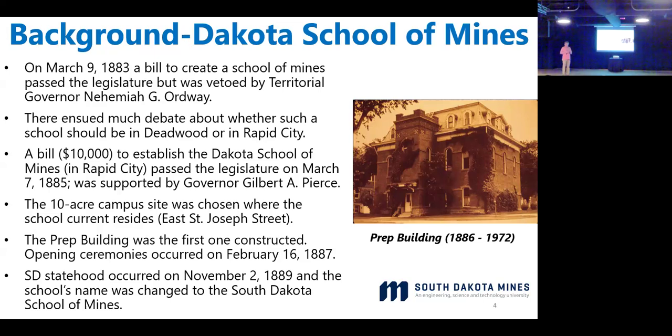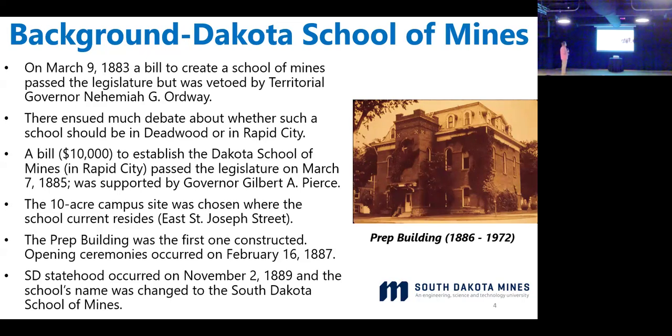So a tremendous amount of activity happened between 1874 and 1885. Just a remarkable amount of activity, and it led then in 1885 to the school, and it was sited where it is today. The first building was that prep building shown here. It was torn down in 1972, which was the same year as the flood, but it wasn't torn down because of the flood. It was just, its time had come.